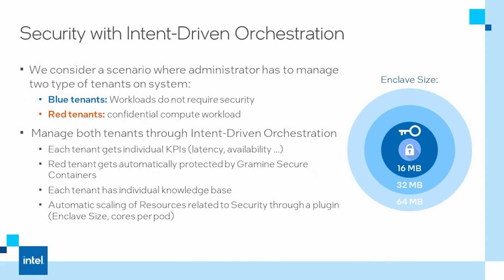This approach can be applied with any kind of resources. We can use it also to control certain performance-related characteristics of workloads which we'd like to protect through secure enclaves. In our demo, we will demonstrate that with two tenants, a blue non-secure tenant and a red secure tenant. Both workloads have their own targets and knowledge bases. For the secure tenant, we can use intent-driven orchestration to tweak the secure enclaves automatically. This will have an actual performance impact, and it will help us to reach KPI targets faster.